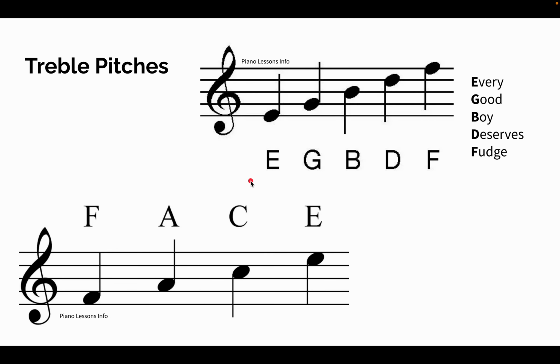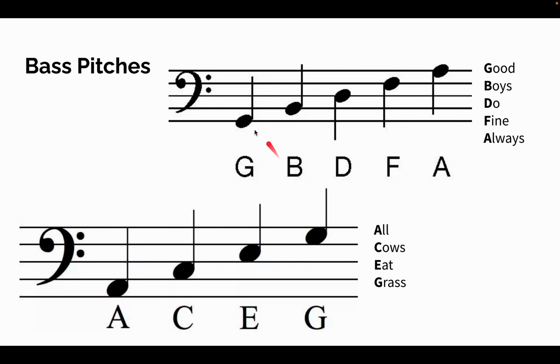And so treble pitches are FACE for the spaces, FACE, and EGBDF for the lines, EGBDF. So this is treble pitches. And for EGBDF, we can remember it as every good boy deserves fudge. For bass pitches, we have GBDFA and ACEG. So ACEG is all cows eat grass, and GBDFA, good boys do fine always.